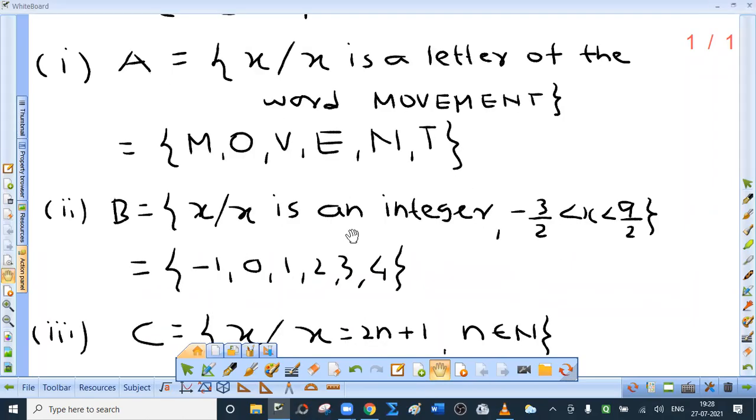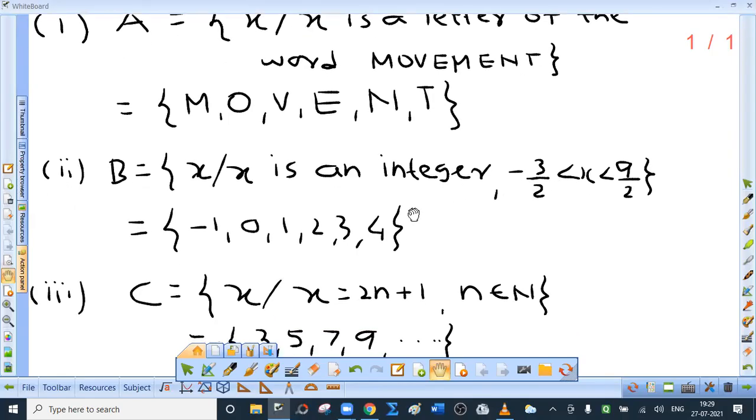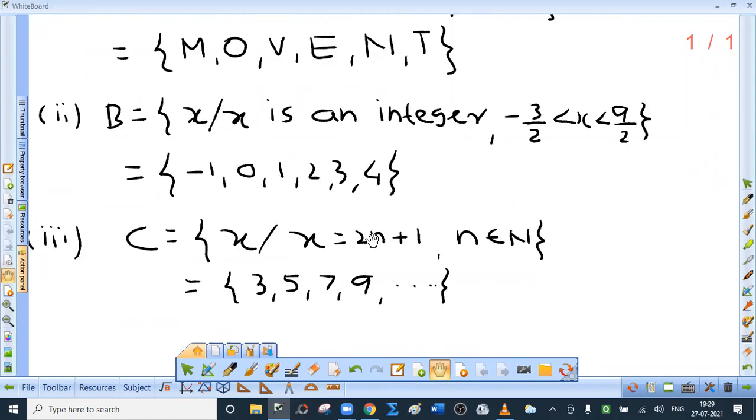Okay. Second, B, set of all x such that x is an integer lying between -3/2, that is -1.5, and 9/2, that is 4.5. You can draw a number line. So you will realize that -1, 0, 1, 2, 3, 4 are the elements. Do not include 5 because x has to be less than 4.5.